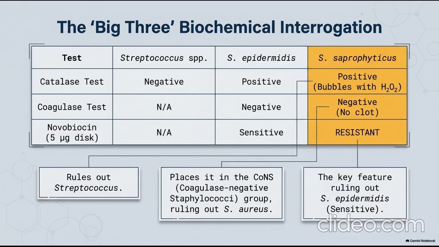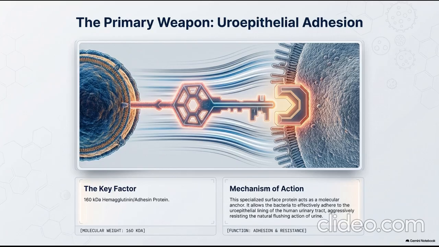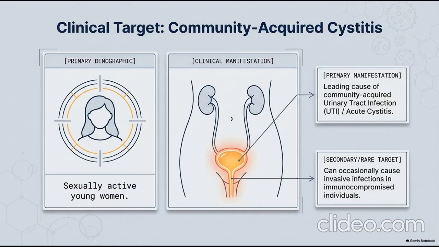Catalase test, positive. Immediate effervescence, bubbles, with H2O2. This identifies it as a Staphylococcus and rules out Streptococcus species. Coagulase test, negative. No clot formation in plasma. This places it in the coagulase-negative Staphylococci, CoNS, group, and rules out the more virulent S. aureus.